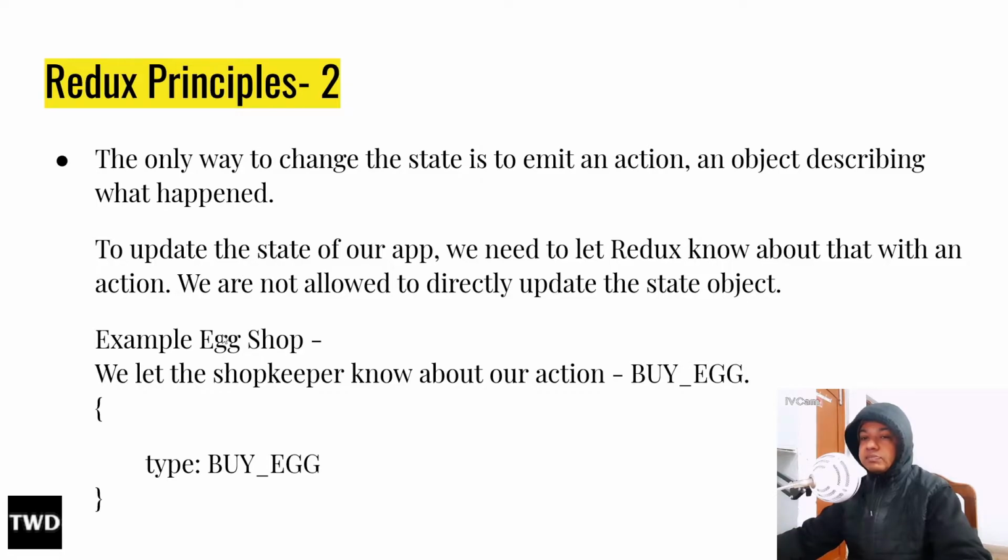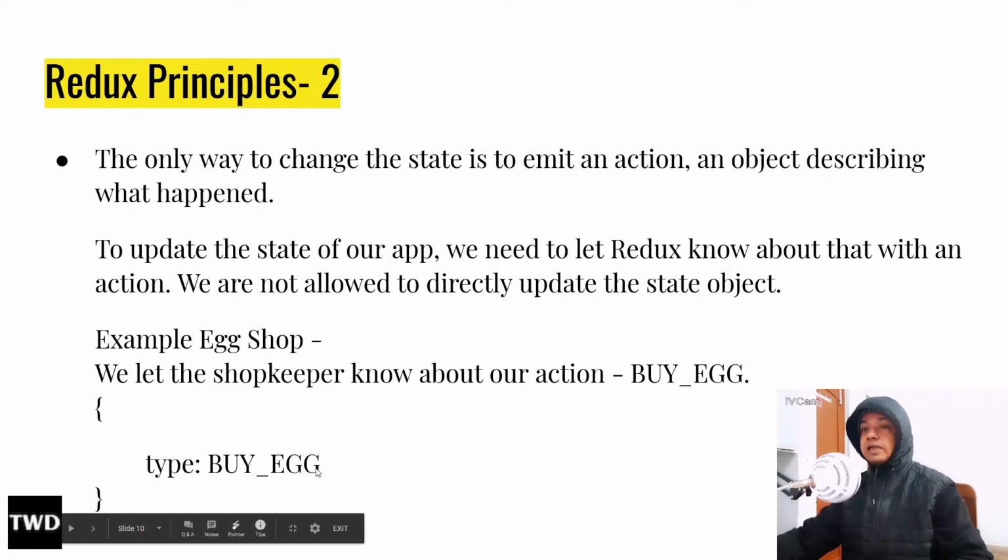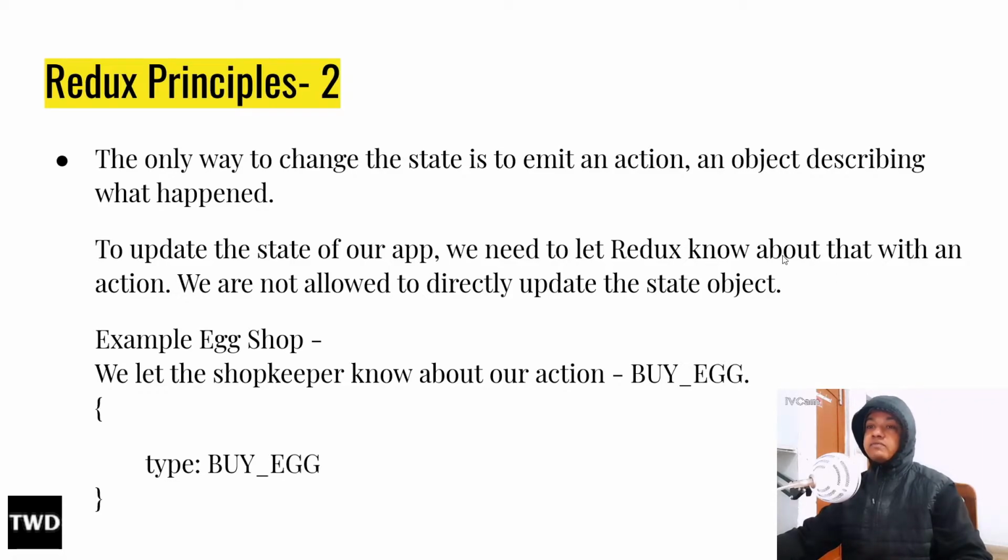For example, in the egg shop, we need the shopkeeper to know about our action, and our action is buy egg. We go to the shop and tell the shopkeeper that we want to buy an egg. So an action has been done. The type is buy egg. So this is known as an action. To update the state of our app, we need Redux to know about that with an action.